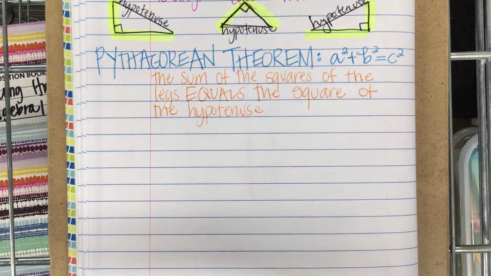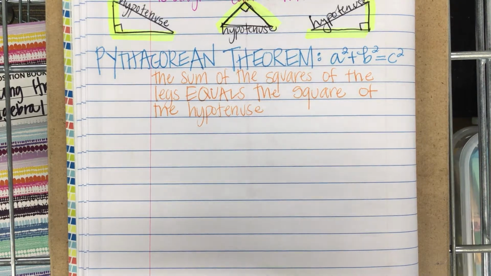What does sum mean? What does sum mean, Gagan? So we're going to be adding the sum. What are we going to be adding? The sum of the squares of the legs. The sum of the squares of the legs equals the square of the hypotenuse.